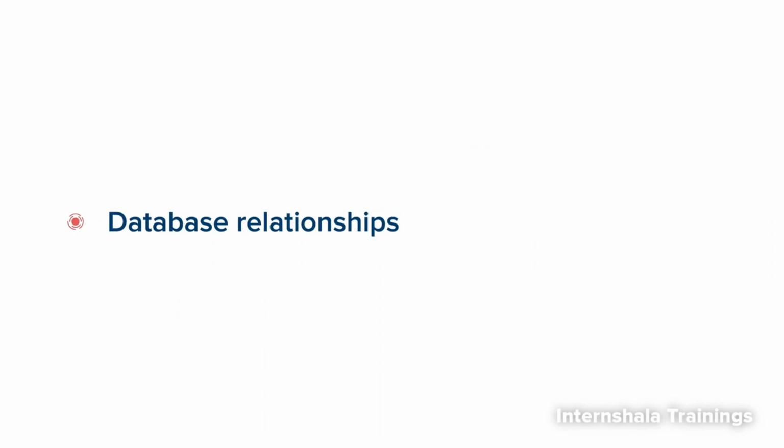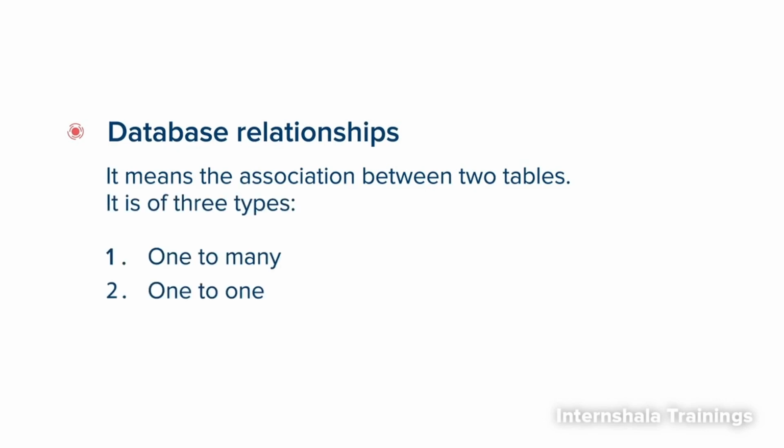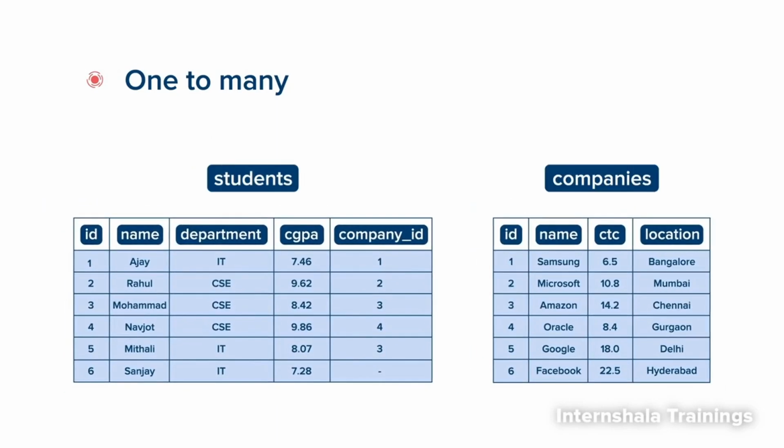And for that, we first need to understand database relationships. Database relationships, in the simplest terms, means the association between two tables. It is of three types: one-to-many relationships, one-to-one relationships, and many-to-many relationships. Let us first understand the one-to-many database relationship using the college placement example.